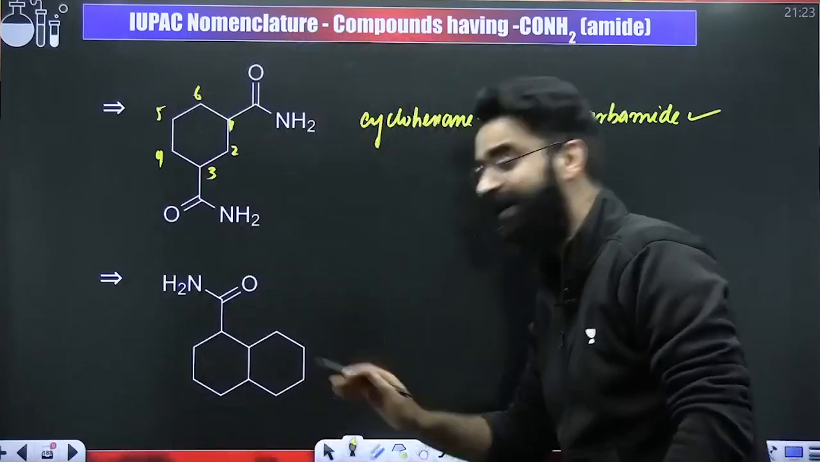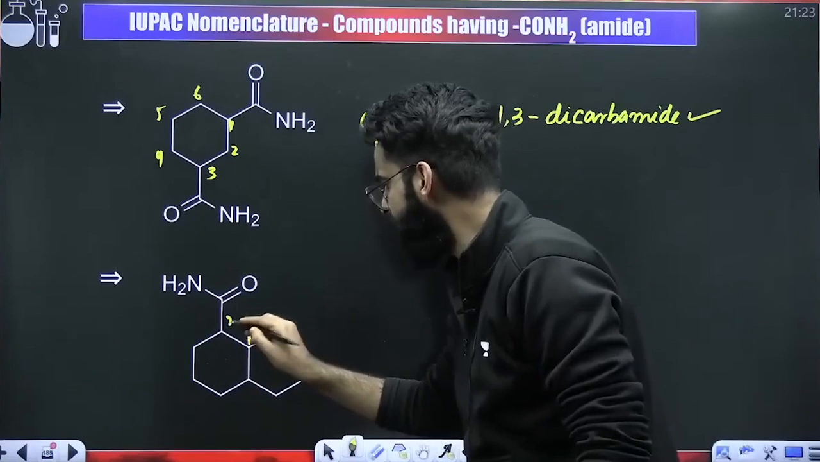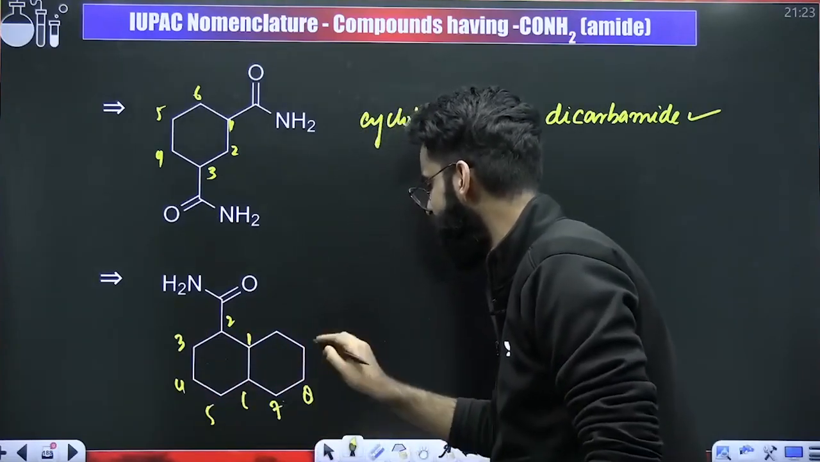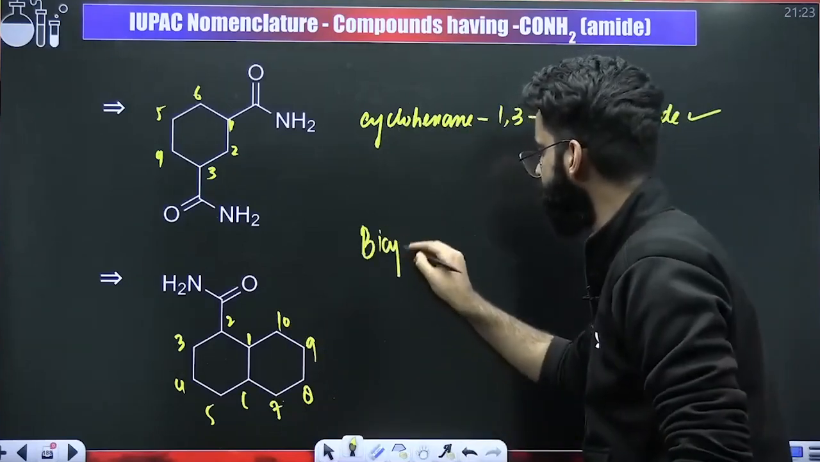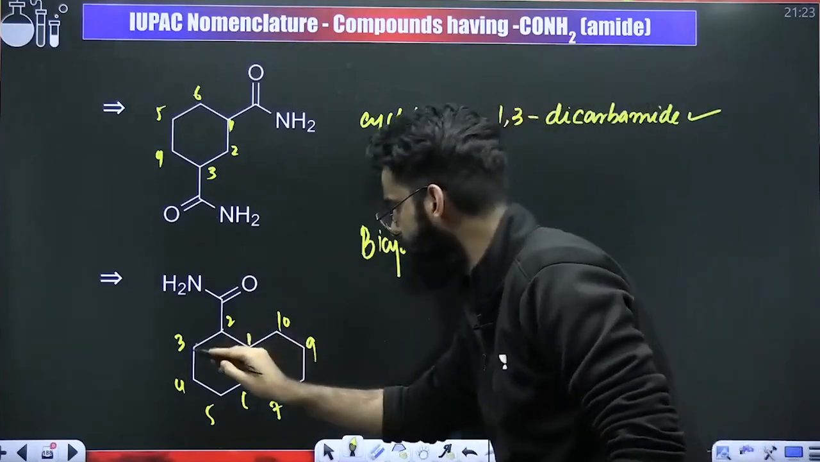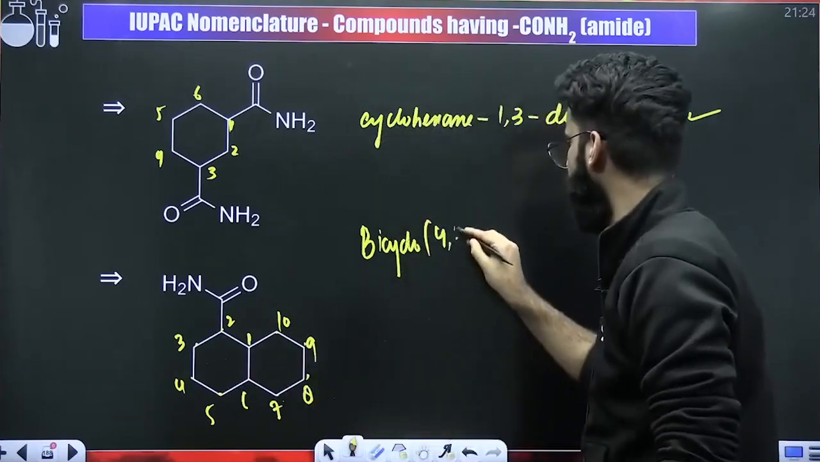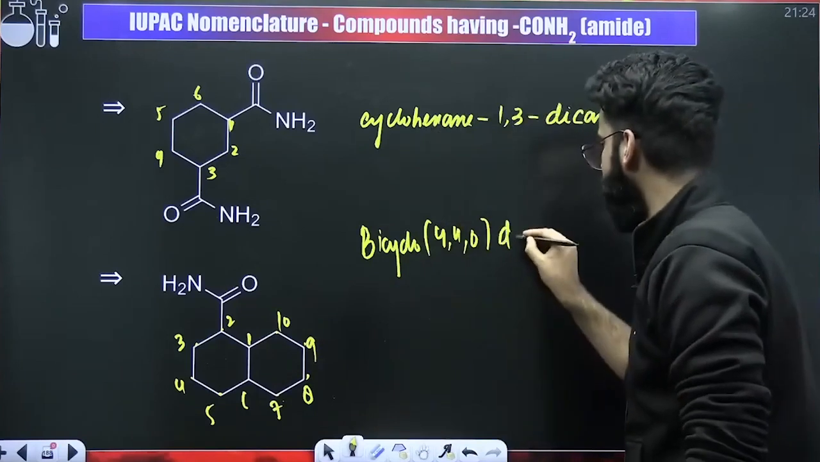Next one. Bicyclo. Both the rings are equal in size, but one ring carries the functional group. So start from here: 1, 2, this is 3, 4, 5, 6, this is 7, 8, 9, and 10. So first of all, you'll be using the term bicyclo. 1, 2, 3, 4, and 0 in between, so 4, 4, 0. How many carbon atoms in total? 10, so it is dec.